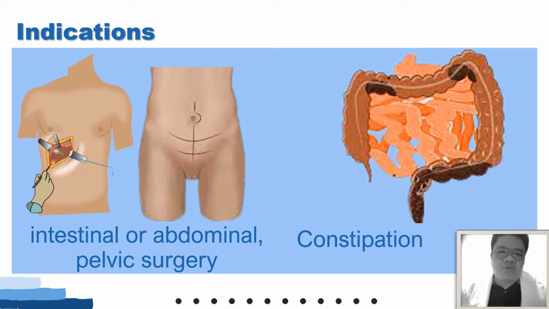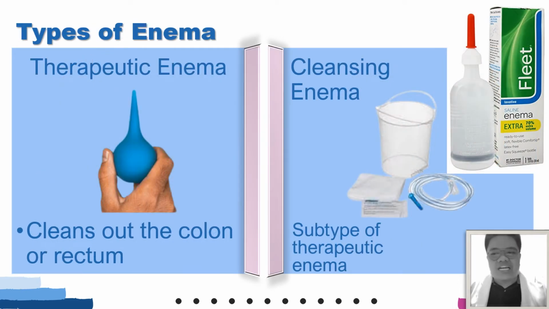Next, you have your therapeutic enema. Class, your therapeutic enema would be able to clean out the colon or the rectum. As the term implies, it's referred to as therapeutic. In other words, your patient has an underlying disease condition, and with that underlying disease condition, it needs to be addressed by a medication. That's why it's a therapeutic enema. So it would be able to clean out the colon or the rectum, to relieve constipation and treat diseases.